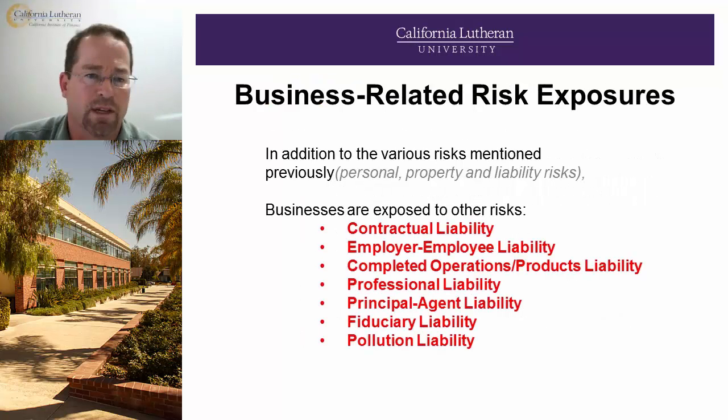Some business-related risk exposures. In addition to the various risks mentioned previously regarding personal property and liability risks, businesses are exposed to risk. They can be contractual liability, employer-employee liability, completed operations and products liability, professional liability, principal-agent liability, fiduciary liability, and pollution liability.